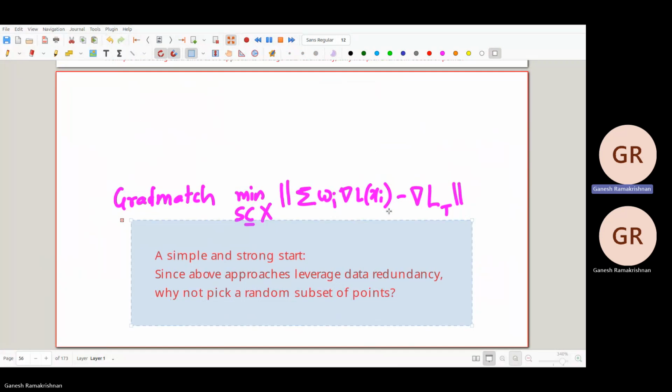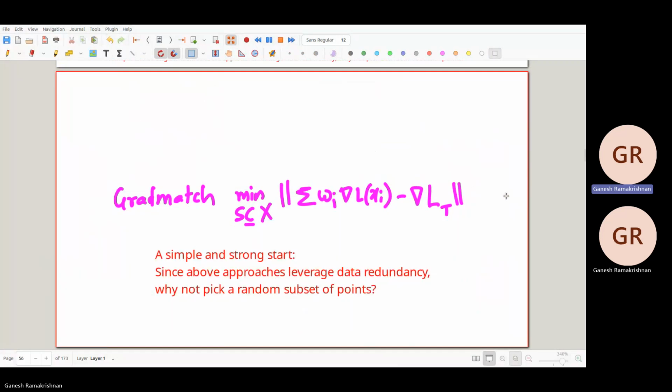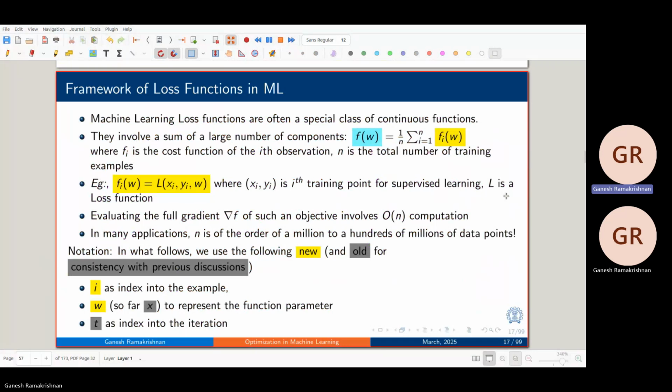Is this clear? I hope the motivation is clear. And this is a cheap, quick start using a random subset. Okay, so that moves us to the next part of this discussion. I'm going to get started and then continue next class. So this is a framework.